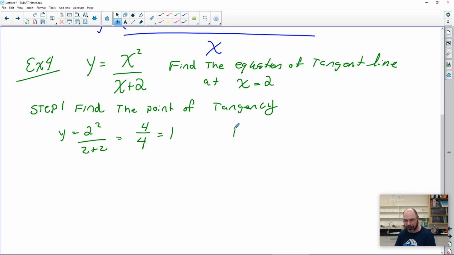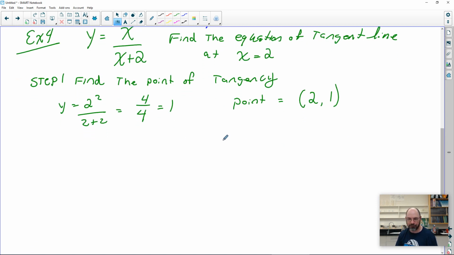So our point then of tangency is equal to 2 for x and 1 for y. Let's not get those mixed up. I did this example last year or the year before in class one time, and when I went to the final step, I put the 1 in for the x and the 2 in for the y, and it messed up the equation. So keep an eye on, make sure I don't do that again.